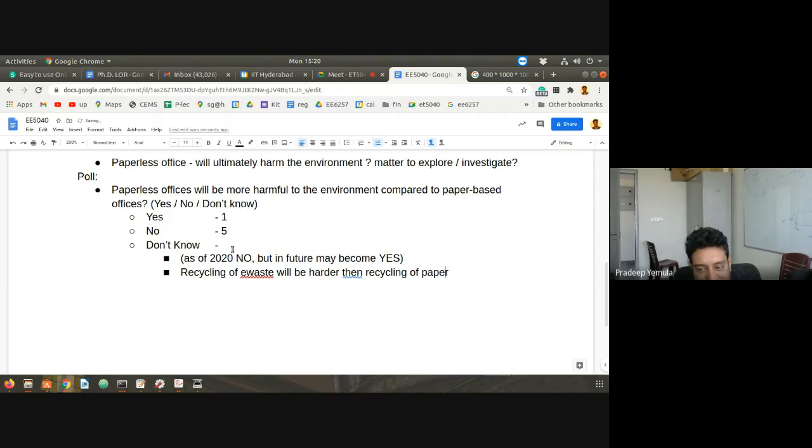Okay, good. So it's a good point, right? E-waste, that is electronic waste, recycling will be harder than recycling paper. Paper is anyway biodegradable. Simply mix the paper in the ground and it will disintegrate. So in principle, a paper-based office should be better as per this particular logic. But then you are saying right now e-waste is less, so better go for this.